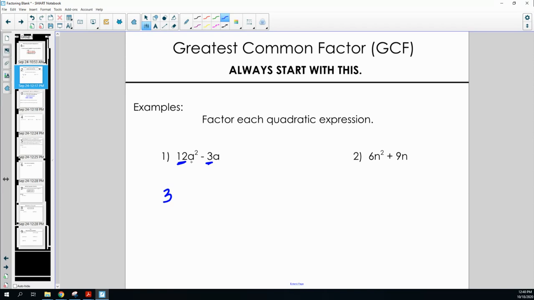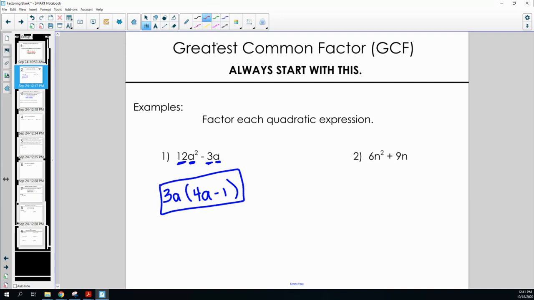I'm then going to look at the variable, and I have an a squared and an a, and I'm going to look to see what they have in common, and the greatest that they both have in common is an a. So 3a is going to be factored out, and then we want to see what we're left with. So when I factor something out, what I'm doing is essentially dividing by that. So if I have a 12 and I divided out a 3, I'm left with a 4. If I had an a squared and I divided out an a, I'm left with an a. And then here I have a negative 3a, and I divided out a positive 3a, so I'm left with a negative 1. And here we are, perfectly factored.